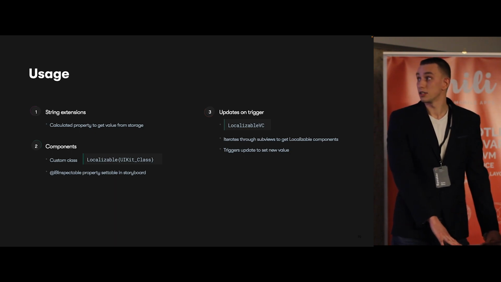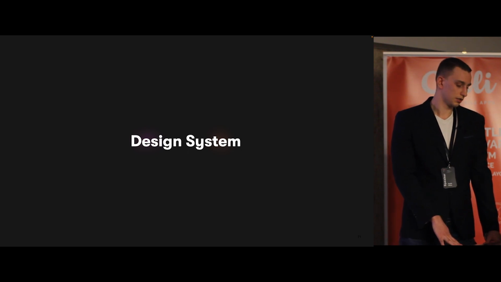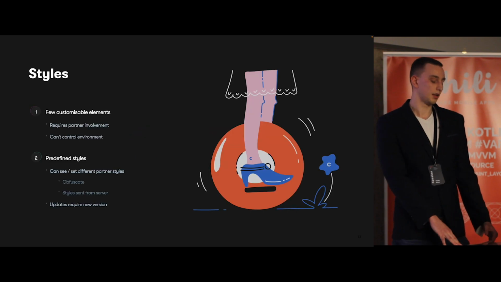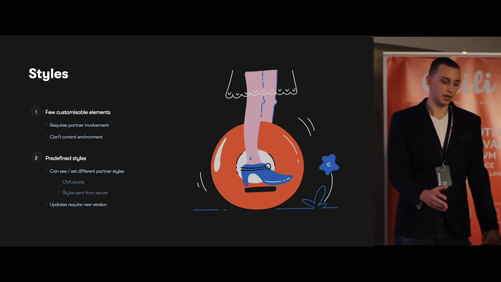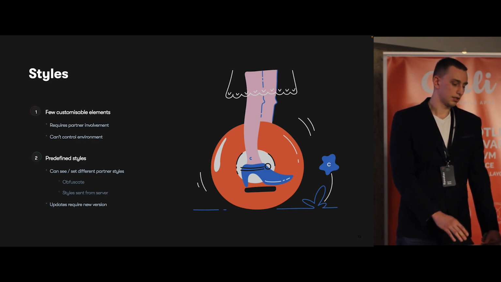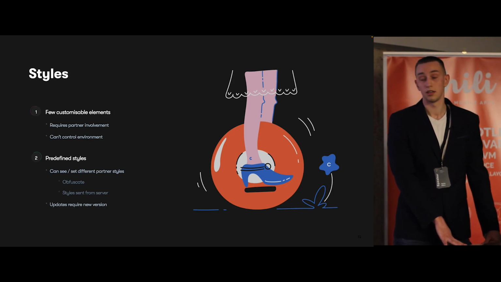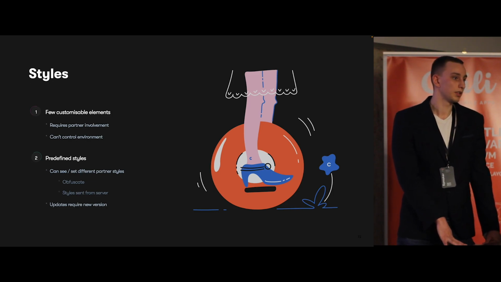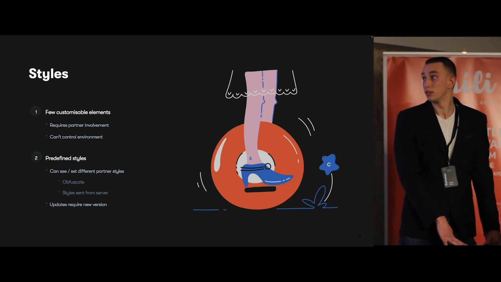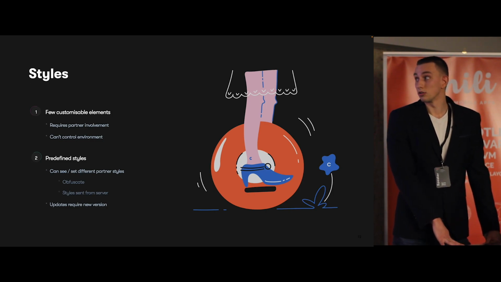So, styles. We went through a few iterations with this. We started with few customizable elements in the SDK, which means just a title, some logo. But again, the client said that's too much partner involvement. We must predefine it. And the other issue is we can't control the environment.